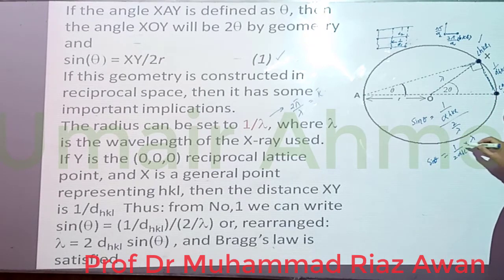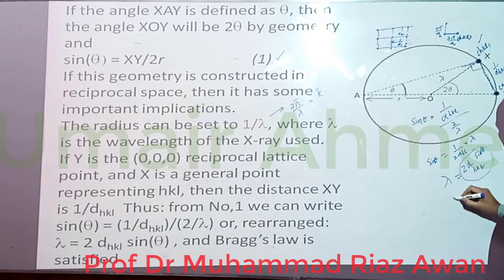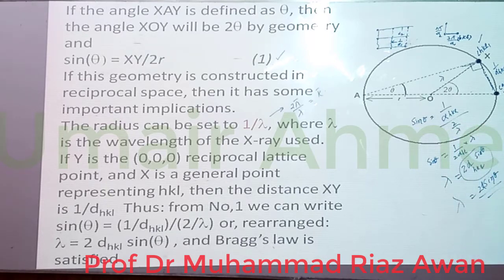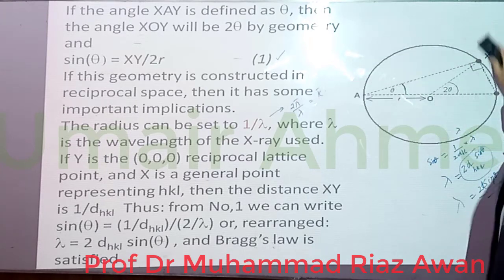Okay, and 1 divided by d, we can write this as lambda from here, this will multiply with here, lambda will be equal to 2 d_hkl multiplied by sine theta. And you see, what is this? Lambda is equal to 2 d sine theta, which is the Bragg's law. So by this geometry, I can derive the Bragg's law. Okay, so I will say, if this is the situation, your Bragg's law is satisfied.